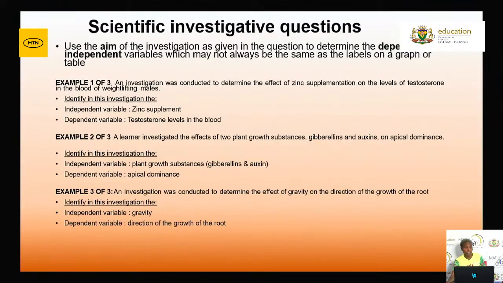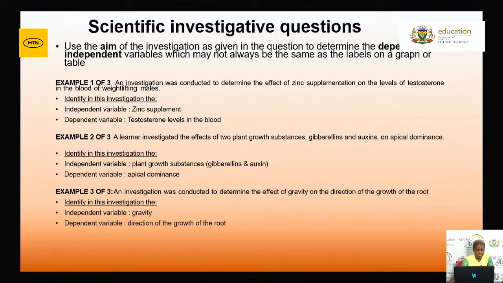Now we are moving to another concept, which is the scientific investigative question. Please use the aim of the investigation as given in the question to determine the dependent and independent variables, which may not always be the same as the labels on a graph or table. Let us say maybe you have been asked to identify the dependent and independent variable in that particular investigation. Just remember that most of the time, we get the dependent and independent variables from the aim of the investigation or the scientific investigation statement.